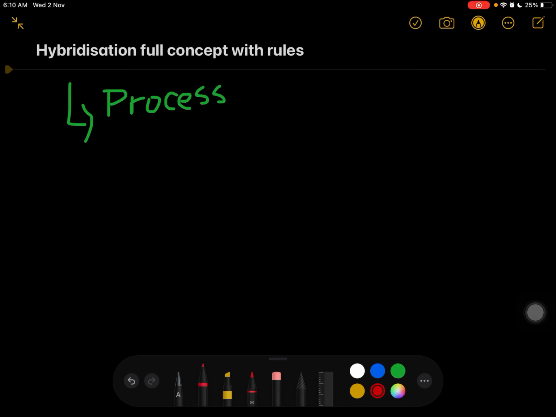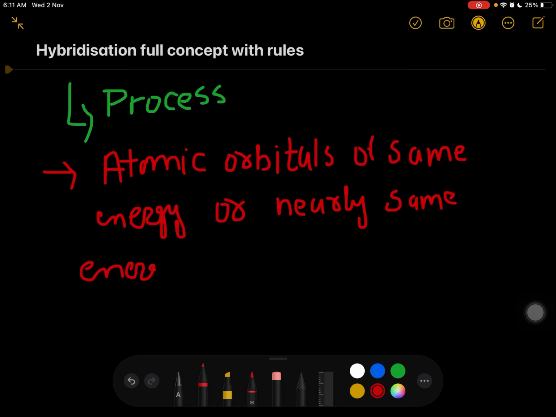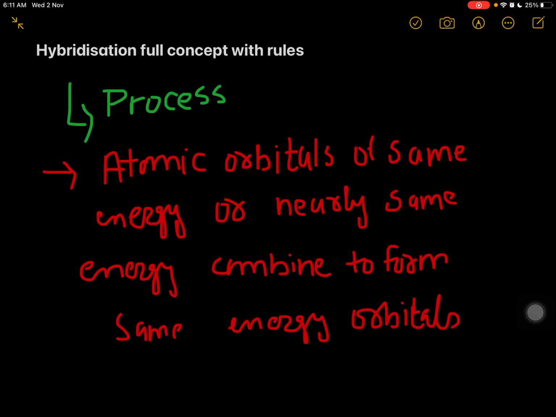It is a process in which atomic orbitals of the same energy or nearly the same energy combine to form same energy orbitals, right? Now what does that mean?